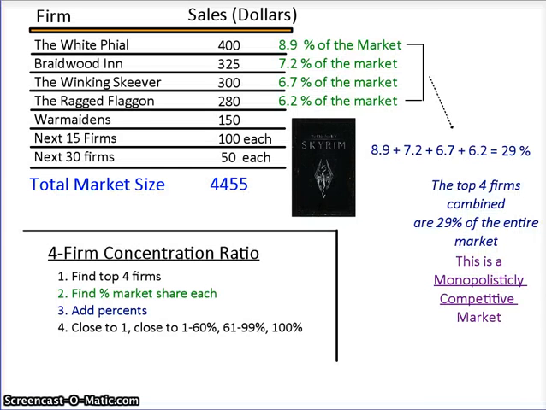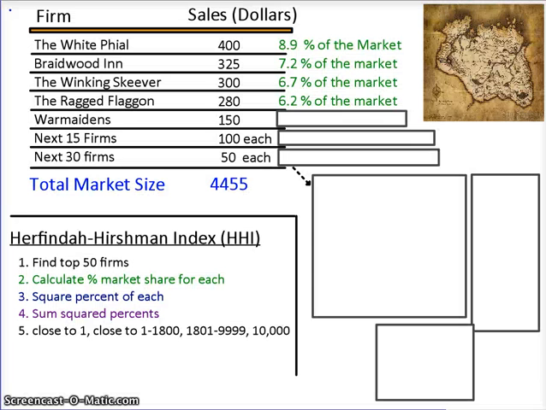The second one we're going to do is the HHI. The HHI gets a little more complicated. So taking a look down here at the bottom, we're going to look at the top 50 firms rather than the top 4. We're going to calculate the percent market share for each of those 50 firms. And here's where it gets a little bit more complicated. We add extra steps. We're going to square the percent of each of those 50 firms, then sum the squared percents, and then hold it up to this numerical value.